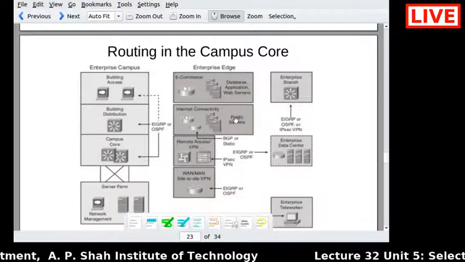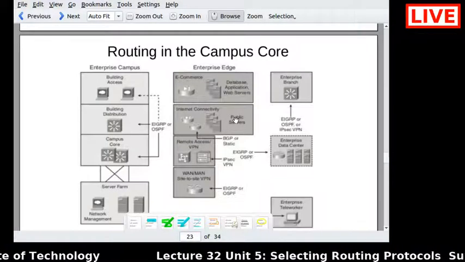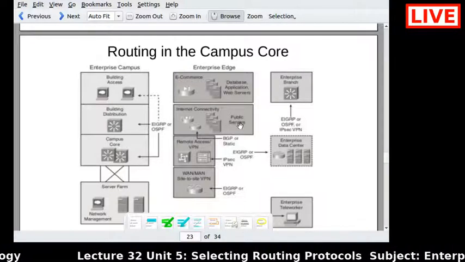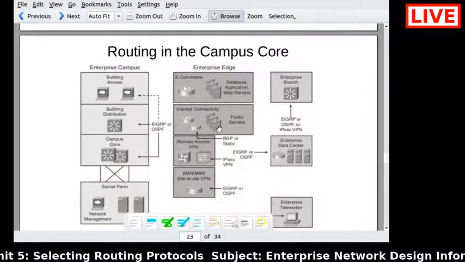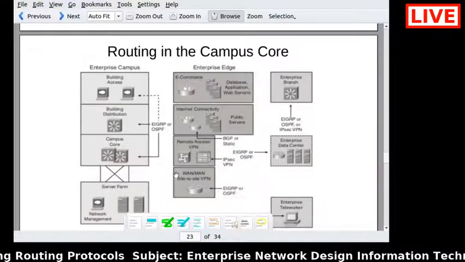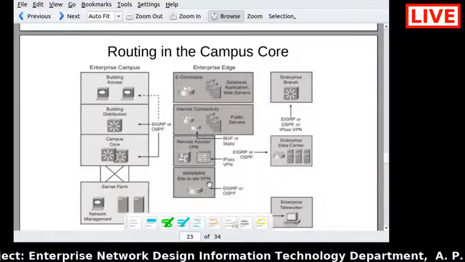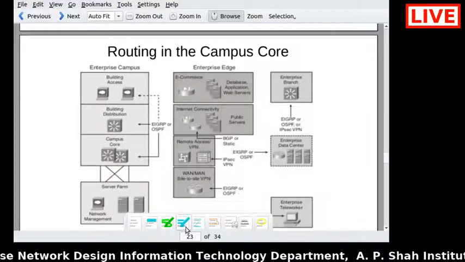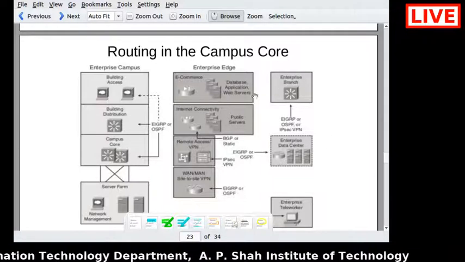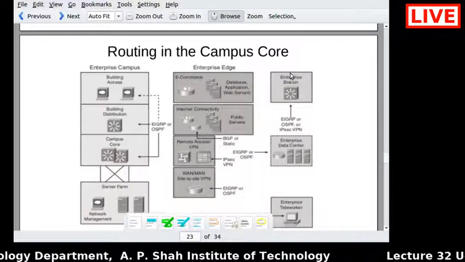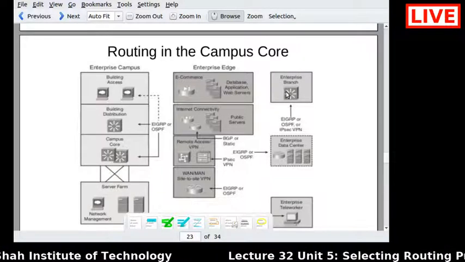Static routing helps to manually add routing information to the router's routing table. For WAN, MAN, or VPN site to site, EIGRP or OSPF can both be a part. Then for the enterprise branch, here also you can use either protocol, EIGRP or OSPF.